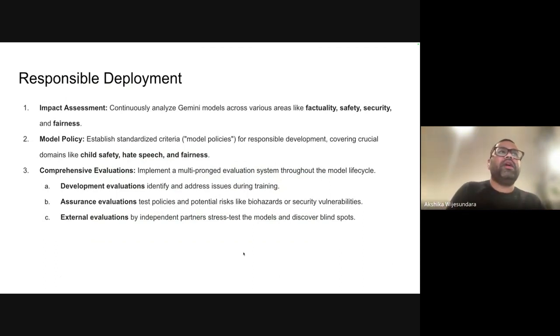Comprehensive evaluations. So you do evaluations like development evaluation, assurance evaluations, and external evaluations.